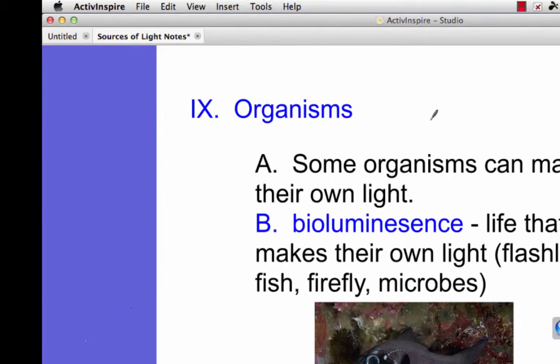Okay, the last slide we've got here is about organisms and the fact that some organisms can produce their own light. Now, you are incapable of producing your own light, but there are some organisms out there that actually can. We call this bioluminescence, or life that literally makes its own light. So bio is life, luminescence is light. You can see this in flashlight fish or fireflies, and a whole bunch of small organisms or microbes, bacteria. They can also produce their own light.